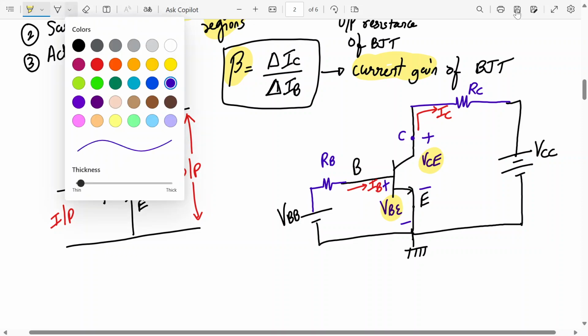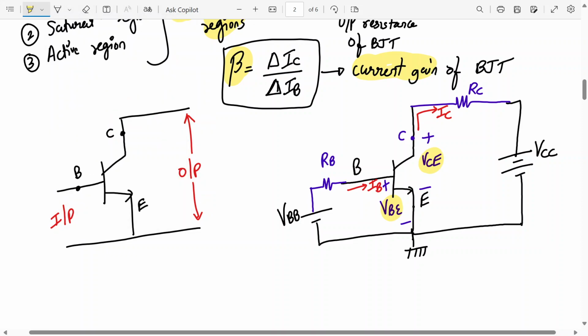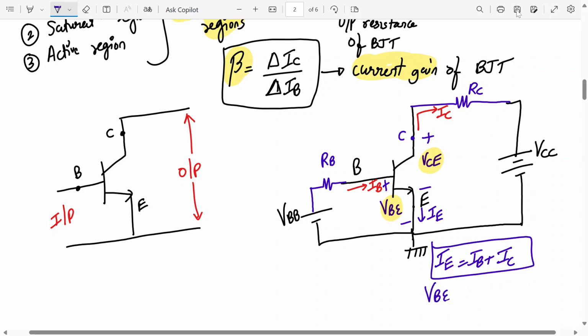And of course, we can mark the current IE over here, IE out. So IE is IB plus IC always. These are the terminal currents. And what are the terminal voltages? VBE and VCE, terminal voltages measured at the terminal. So what are the terminals? Base, collector, emitter. So in the exam you have to draw this circuit, not the earlier one.